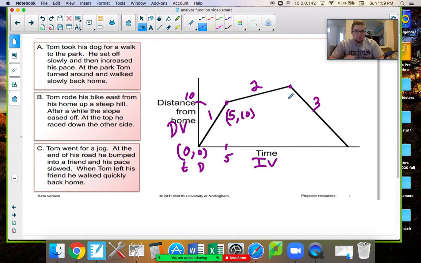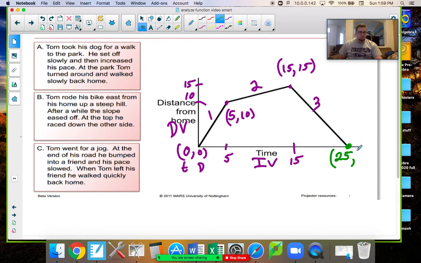Then let's say from this one, that's 15 minutes, and let's say this is now 15 here as well. I'm just making up numbers. So 15 minutes into the experiment, we are 15 feet away, 15 miles away, whatever. Then to finish it, right here, let's say that was 25 minutes. We're back at 0. We're back home here. The distance from our house is back at 0.